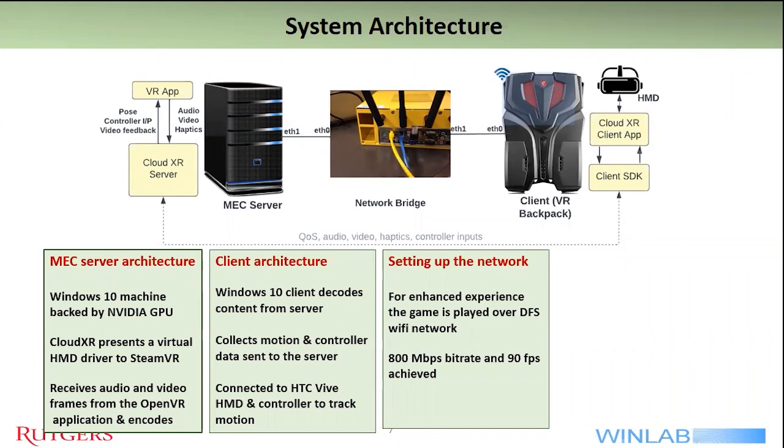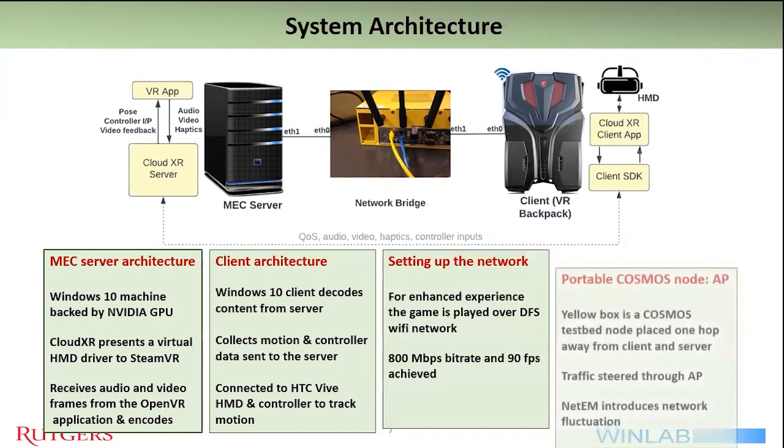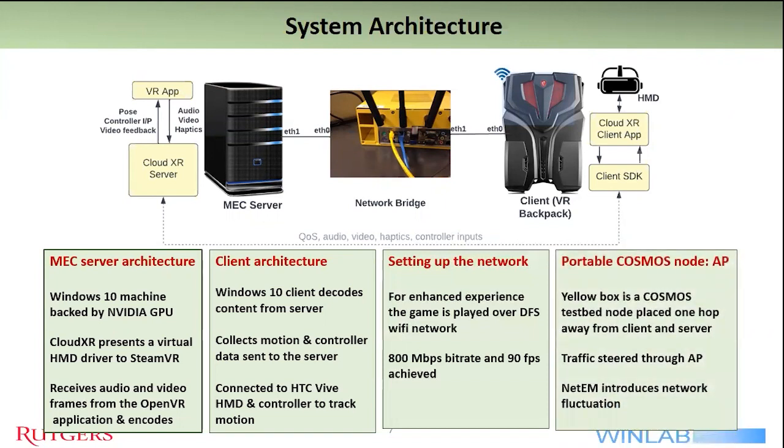Now we introduced the network bridge, which is this portable Cosmos node, which is the access point. We did that because we wanted to emulate network variability in this whole setup.